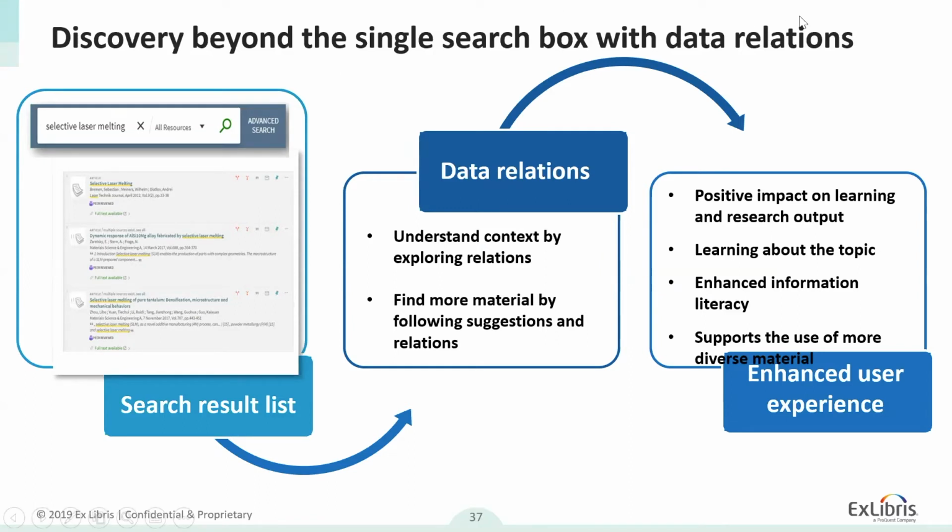And this leads to an enhanced user and learning experience. It has a positive impact on learning and research output. The user learns more about the topic by being pointed at related topics, items with possibly different keywords. It also leads to enhanced information literacy. And that is coming back to some of the survey results I talked about earlier, it can also support the use of more diverse material. It leads generally to results that the user may not have found with just a search. And it also can give users more ideas for new searches.